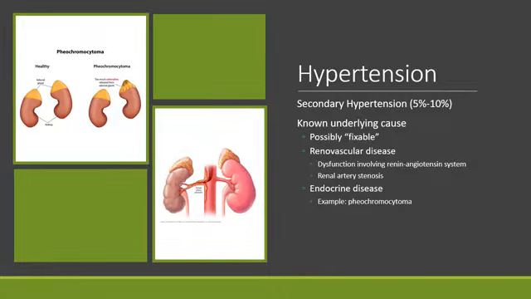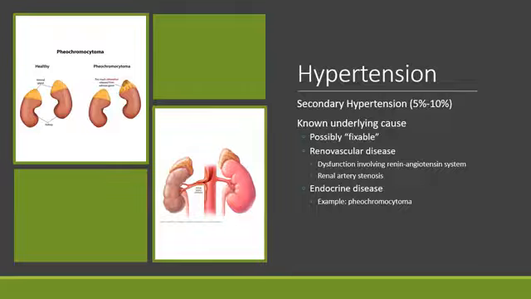Secondary hypertension, on the other hand, accounts for 5 to 10% of the cases. But with secondary hypertension, there is some sort of underlying cause. Typically, it's some sort of anatomic problem that causes the patient to be hypertensive. Because of that, sometimes these can be cured or fixable with surgery or some sort of approach.